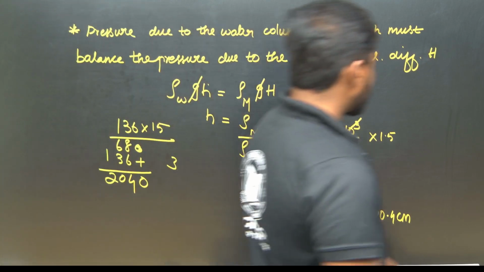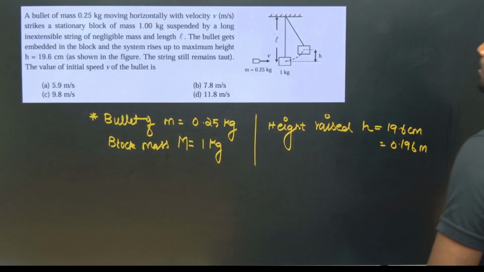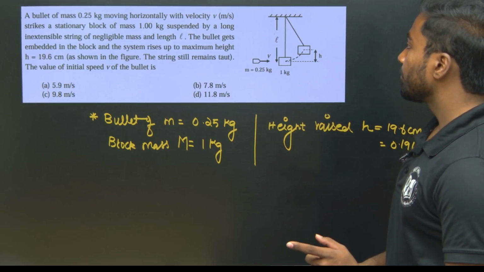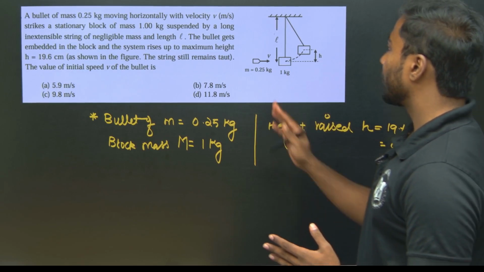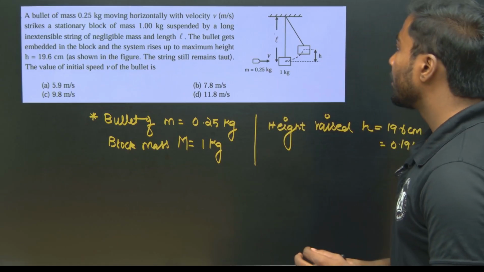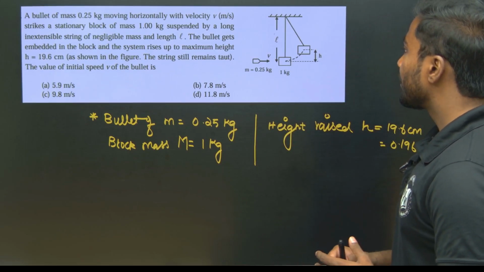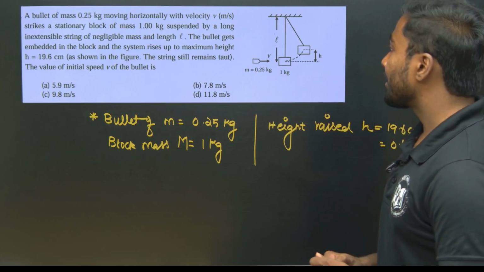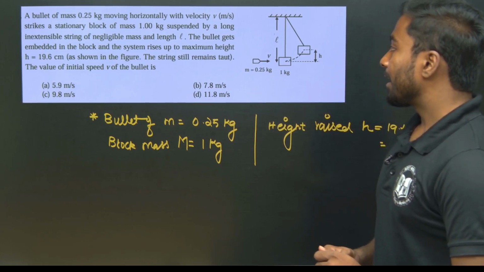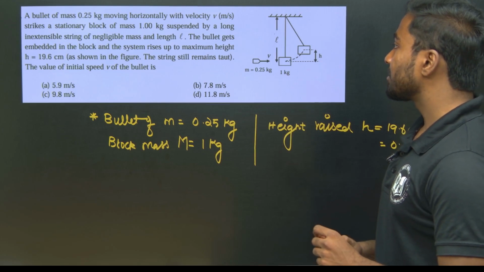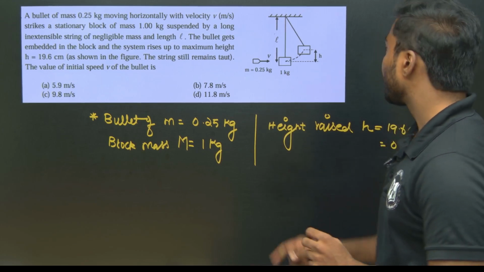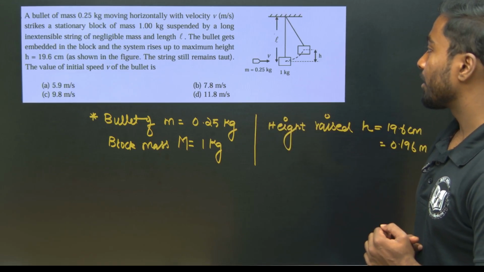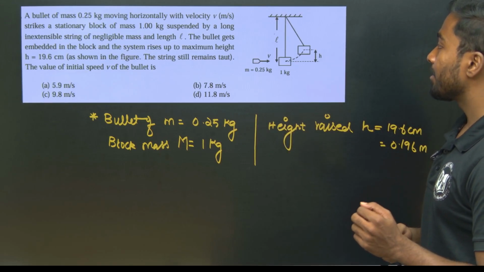So the next question is: a bullet of mass 0.25 kg moving horizontally with velocity v meter per second strikes a stationary block of mass 1 kg suspended by a long inextensible string of negligible mass and length. The bullet gets embedded in the block and the system rises up to a maximum height of 19.6 centimeter, as shown in the given figure. The string still remains taut.